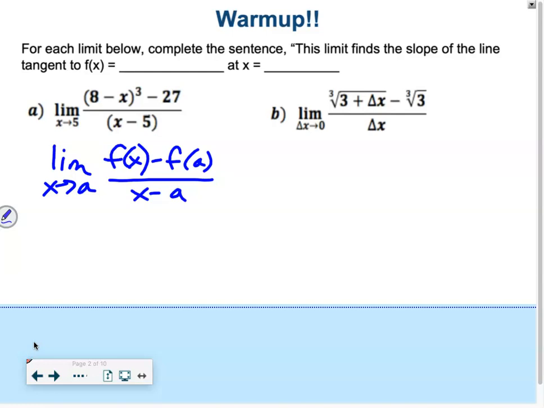So I don't know if you can tell, but since it's the limit as x approaches a, and I'm asking you, hey, x equals this is like our a right here, this blank, right? That's like the a.